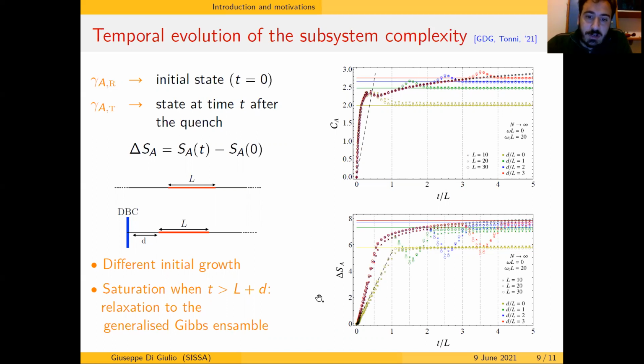Moreover, while the initial growth of the entanglement entropy is linear, the one of the complexity is linear only at the very beginning, and then it deviates from linearity, exhibiting this local maximum. Then after this, there is a mild logarithmic growth in the intermediate regime. And then for t greater than L plus d, we observe the saturation of both these quantities. That is due to the following physical fact: for time large enough, the reduced density matrix of the system relaxes to the generalized Gibbs ensemble for the particular harmonic chain that we have considered.